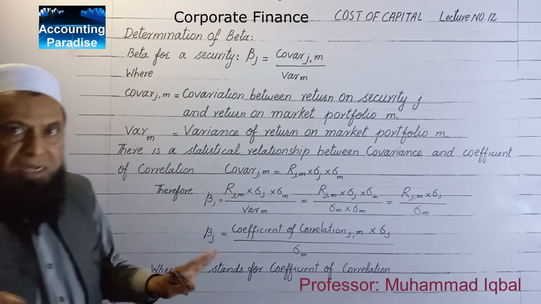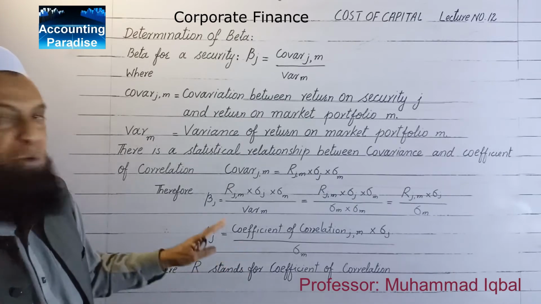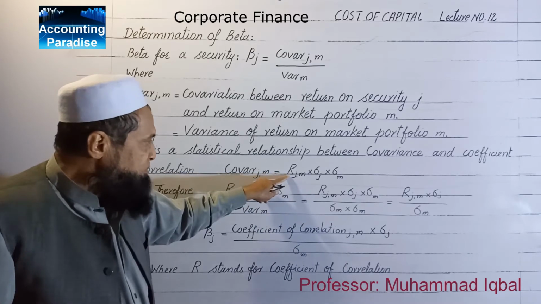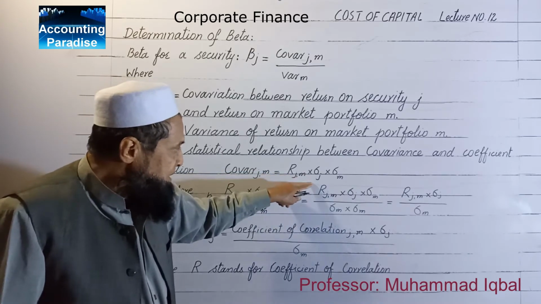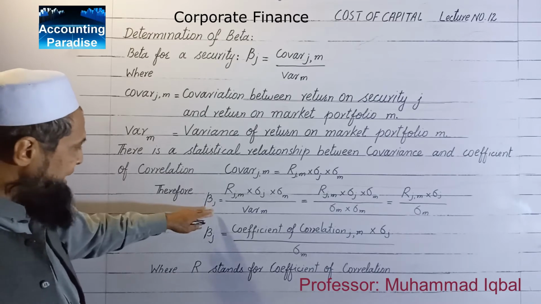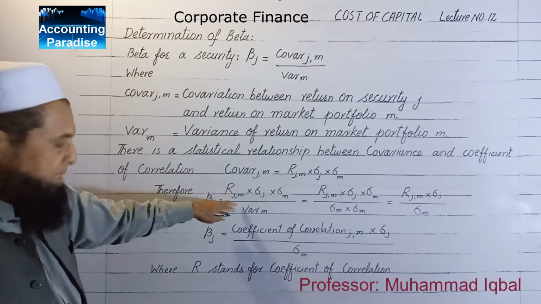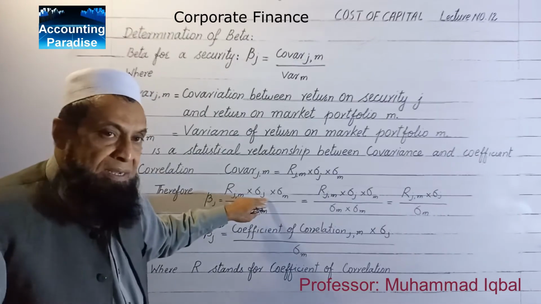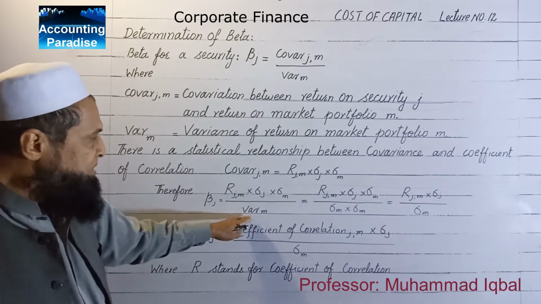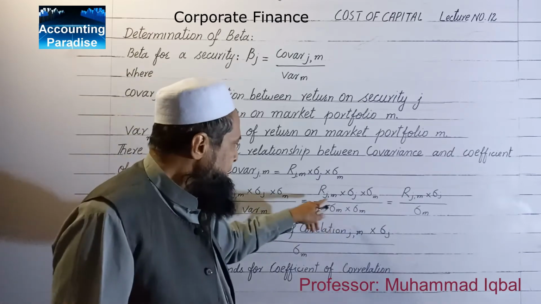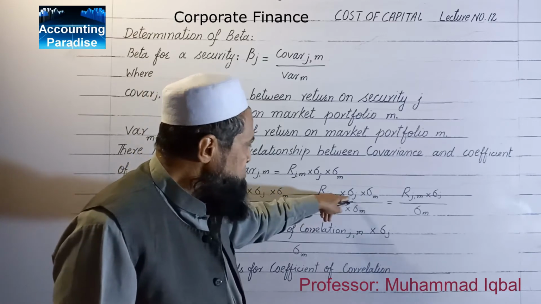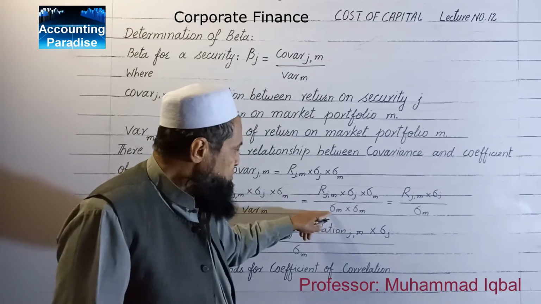There is a statistical relationship between covariance and coefficient of correlation, that covariance Jm is equal to coefficient of correlation Jm into sigma J into sigma M. Therefore, beta J is equal to covariance Jm into sigma J into sigma M over variance M. Variance M is the square of standard deviation of M. Therefore, it is equal to correlation coefficient Jm into sigma J into sigma M over sigma M into sigma M.